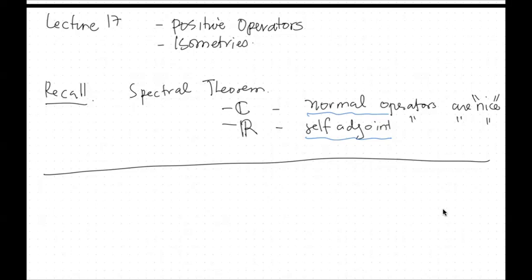Recall that last time we had the spectral theorem, and the spectral theorem just characterizes nice operators. When we say nice operators, these are operators which can be expressed as a diagonal matrix with respect to some orthonormal basis. And these nice operators, when our setting is the complex vector space, are just the normal operators. And when we are in the real vector space, we have the self-adjoint operators.